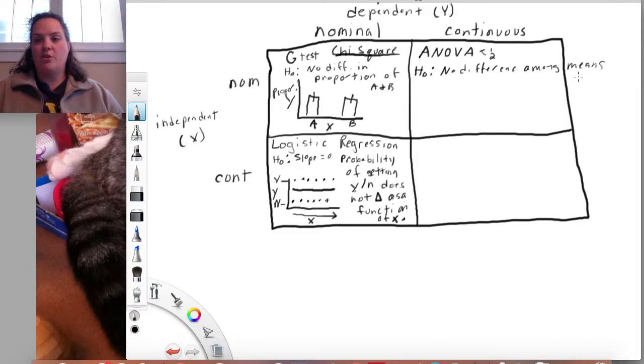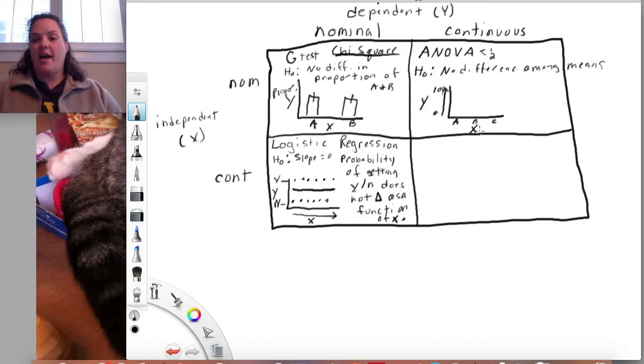All right, no difference among means. And what would our null hypothesis look like in a figure? Well, we'd have our dependent variable on the y-axis, and this would be continuous. So this could be, let's say, between 0 and 100, but it doesn't have to be between those two numbers. Then we'd have our independent variable on the x-axis. And for this, we would have different groups, different categories.